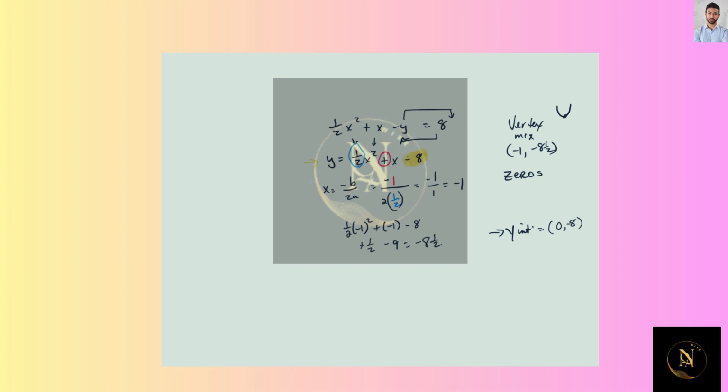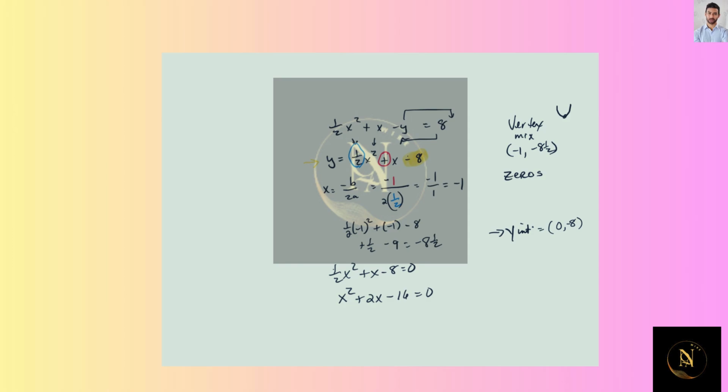Now we need to find our zeros, which means we need to solve this for 0. 1/2 x squared plus x minus 8 equals 0. I'm getting rid of the fraction, so it's going to be x squared plus 2x minus 16 equals 0. Now, are there factors of 16 that give me 2? The answer is going to be no.